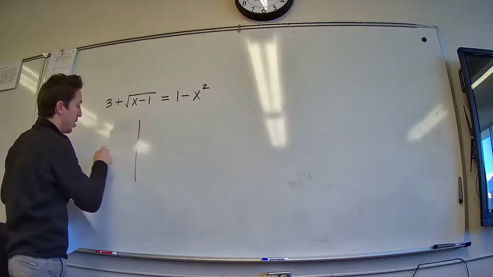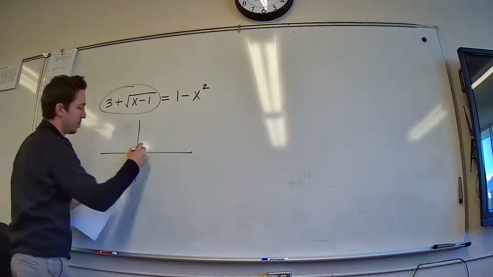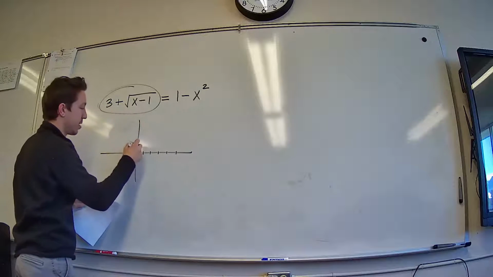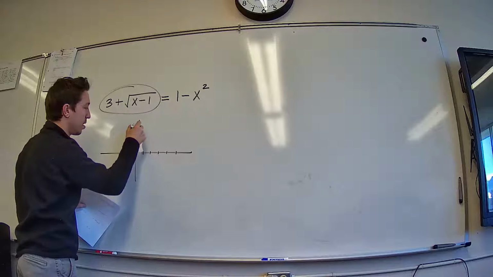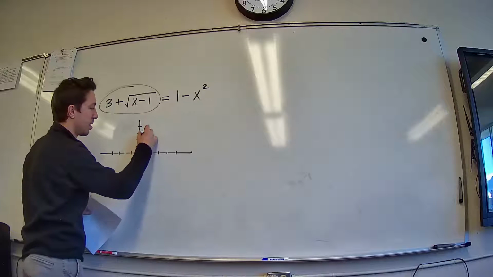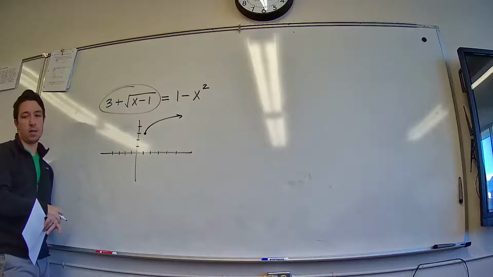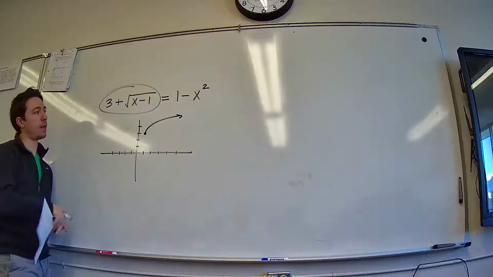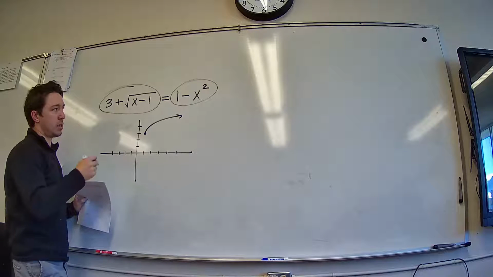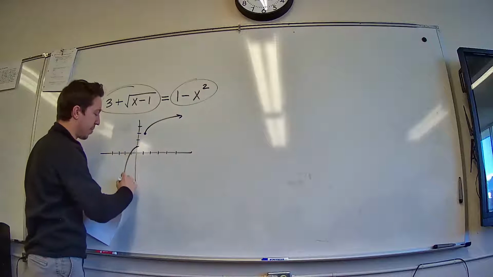So what I would do is graph this, y equals 3 plus root x minus 1. How shifty is this square root function? Right 1, up 3. So it looks something like that. Is everyone okay with that? And then this side is a shifted up 1, upside down, sad, frowny parabola.